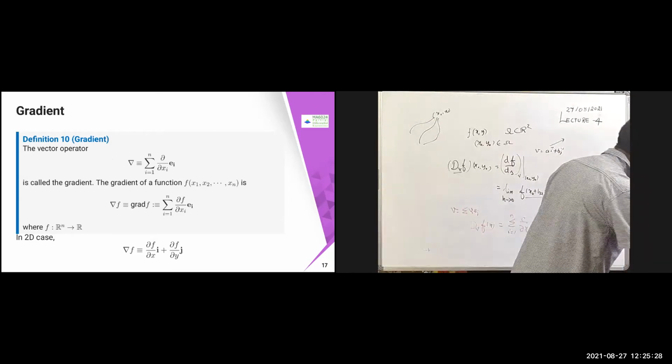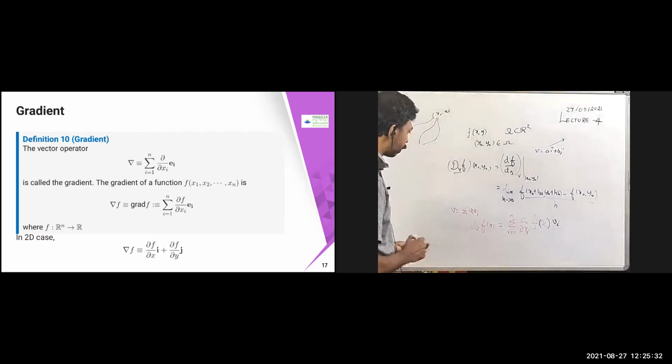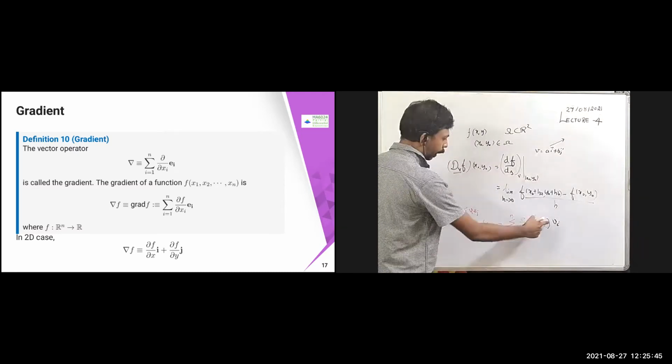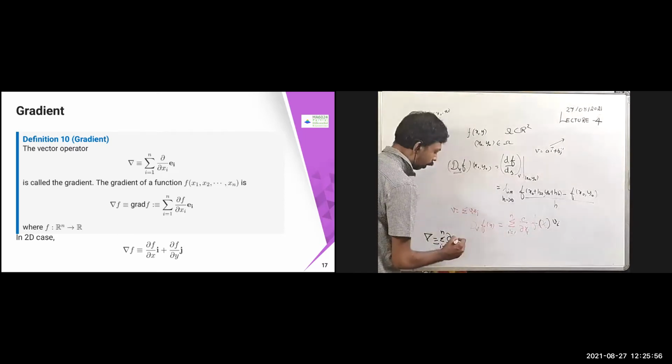So the gradient. The next definition is the gradient. The gradient is a vector, the vector operator. The vector operator del I'm going to define. How am I going to define it? I'm going to take the summation i equal to 1 to n of ∂/∂xᵢ into eᵢ. I'm going to define it like this.